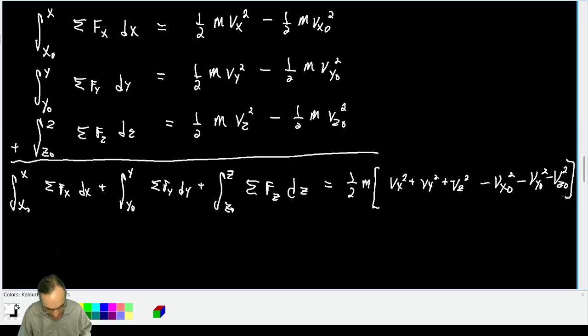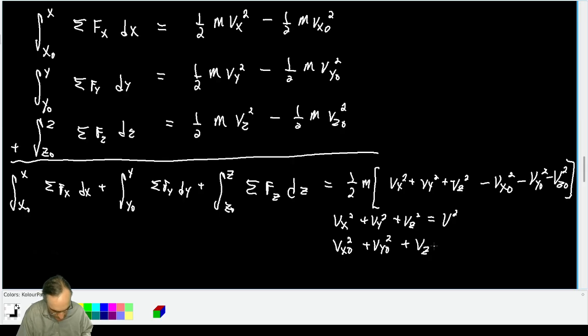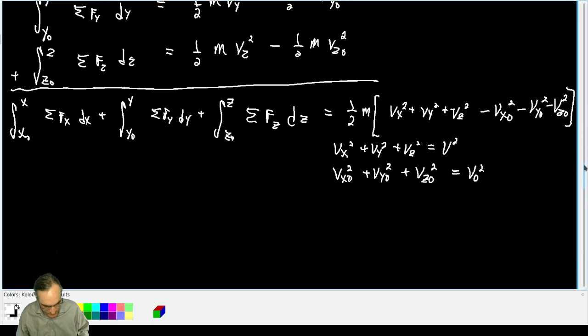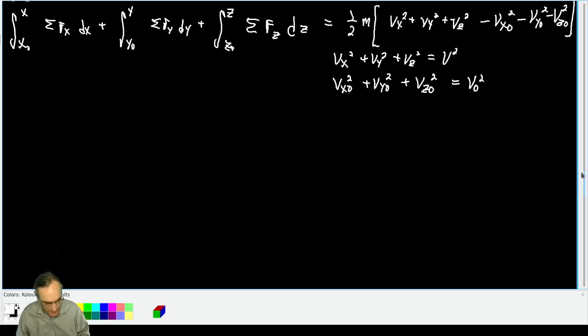We're going to handle the second part first. So if we think about this, vx squared plus vy squared plus vz squared is just v squared, it's just the speed. And vx0 squared plus vy0 squared plus vz0 squared is equal to v0 squared. So on that end side, we're just going to get 1/2 m v squared, the final speed squared, minus v0 squared, the initial speed squared.